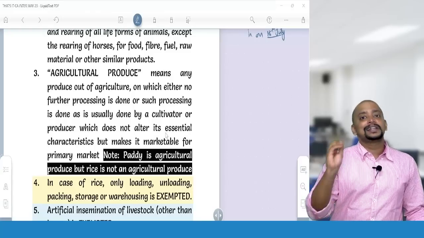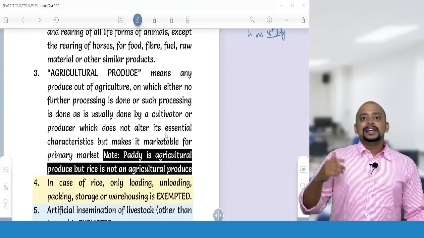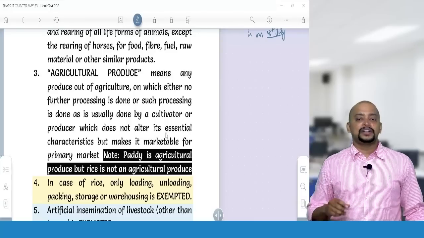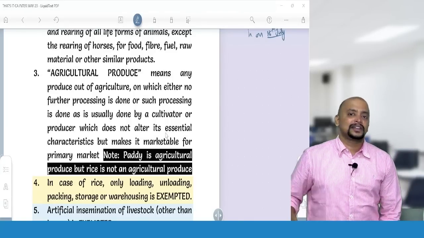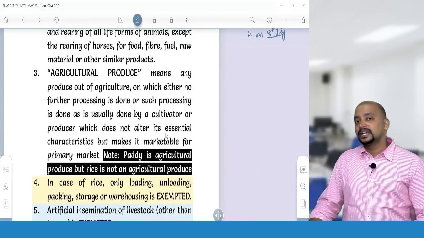So paddy is an agricultural produce, but rice is not an agricultural produce, because rice has changed the essential characteristics. And it is not usually done by a cultivator. Any process that is usually done by a cultivator only will come under agricultural produce, but this paddy to rice is usually done by the rice mills. That's why rice is not an agricultural produce.